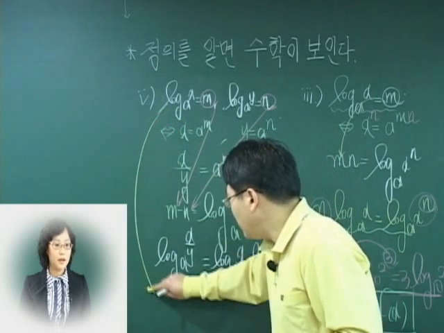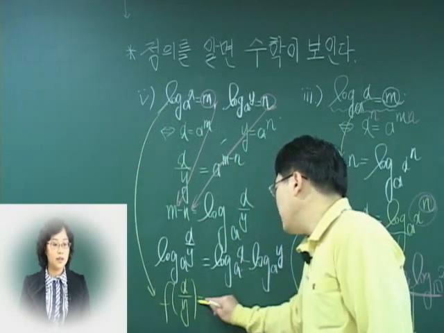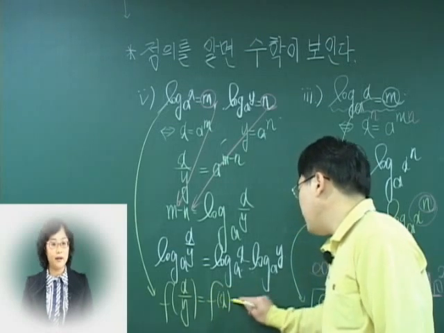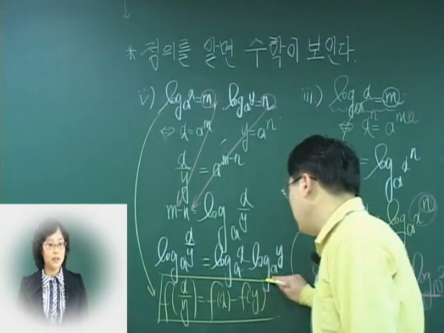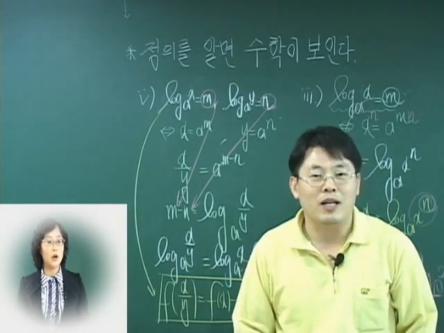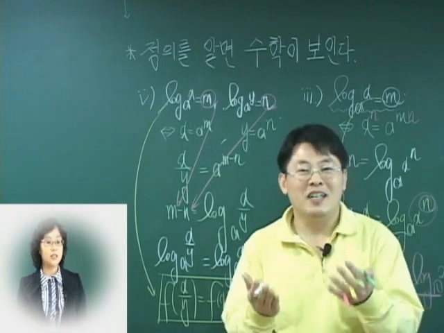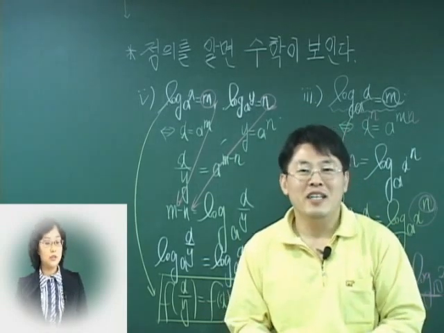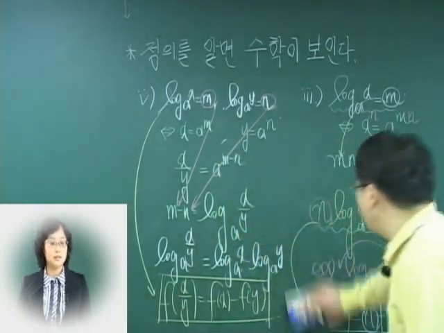Out of this part, f of x over y equals f of x minus f of y. Since this is equal, there is an equal sign, it is about the logarithm. We have induced the properties. Having induced the properties and formulas, you have to prove the formulas.